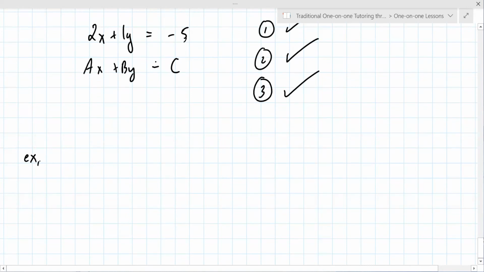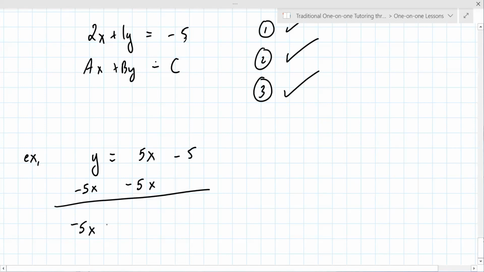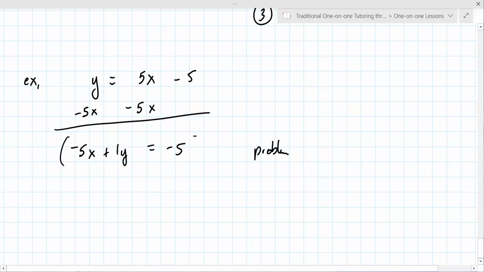All right, so let's do another example here. We're gonna mix this up a little bit. Let's say it's y equals 5x minus 5. The most common thing to do is to subtract 5x from both sides, because you want to move left. You have negative 5x plus 1y equals negative 5. This is a problem: everything is good except for that negative 5. The way you undo this is you multiply everything by negative 1. You multiply every single term. It won't change the numbers, it'll just change the sign.